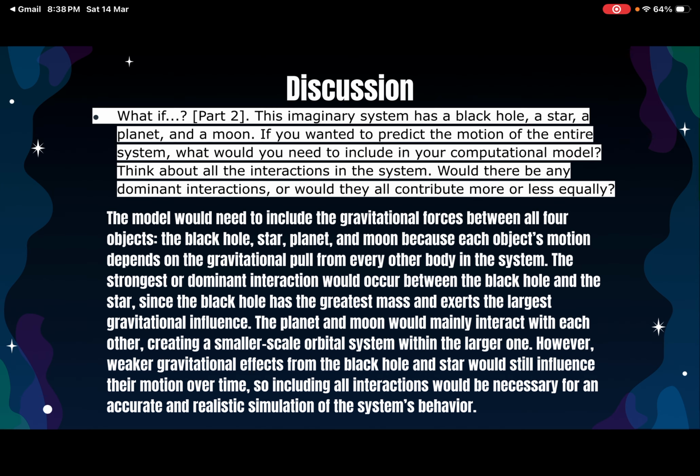Overall, this lab demonstrated how the universal law of gravitation and Newton's second law can be used to model orbital motion. By using computational modeling, we were able to simulate systems that would be difficult to solve by hand. The simulations help visualize how gravity influences motion in space and showed how physics can be applied to real astronomical systems.